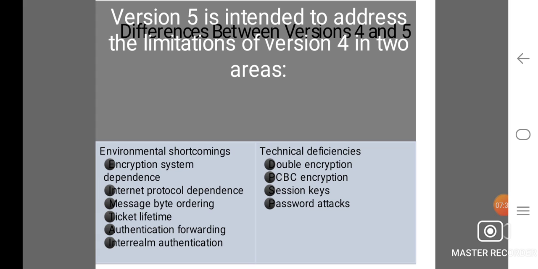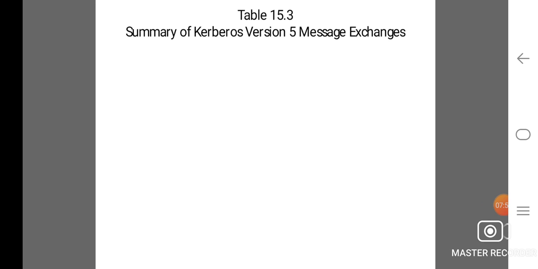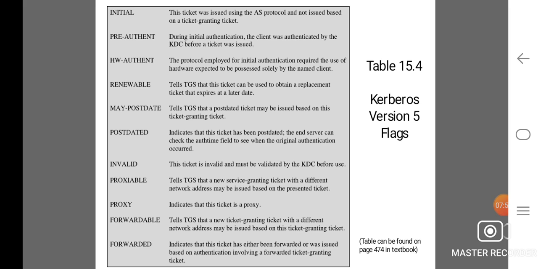Differences between versions 4 and 5. Environmental shortcomings: encryption system dependence, internet protocol dependence, message byte ordering, ticket lifetime, authentication forwarding, interrealm authentication. Technical deficiencies: double encryption, PCBC encryption, session keys, password attacks. Summary of Kerberos 5 messages. Initial, pre-authenticate, HW authenticate, renewable, may-postdate, postdated, invalid, proxiable, proxy, forwardable, forwarded. These are the Kerberos version 5 flags.